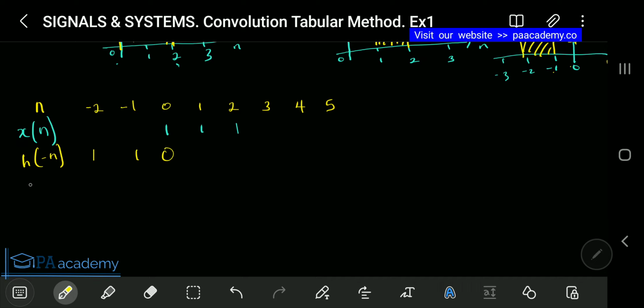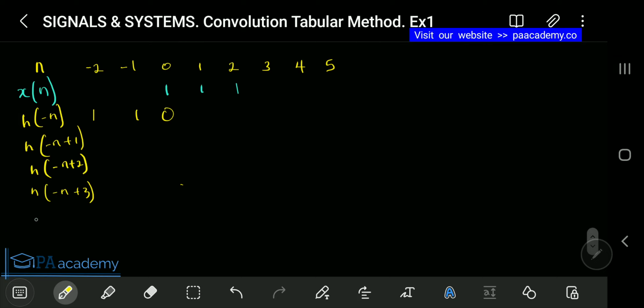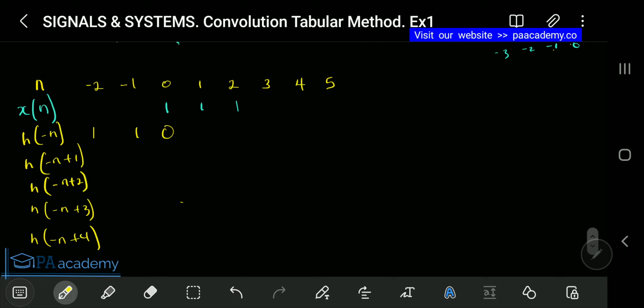In shifting it to the right, here we are going to be having h of -n plus 1. Some material might have it as h of 1 minus n, so whichever way you want to order it. The next one will be h of -n plus 2 and h of -n plus 3. Where you are going to stop will determine how far you go, but I'll explain that. H of -n plus 4. So let me just stop there, and then we'll see, maybe we need to continue.